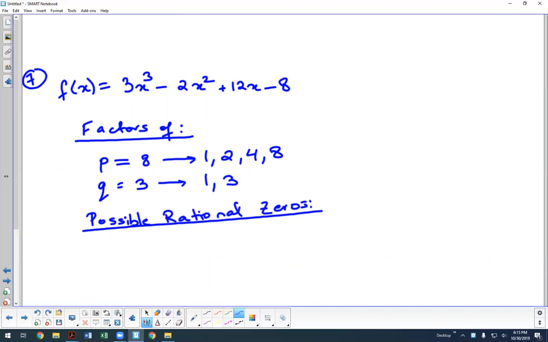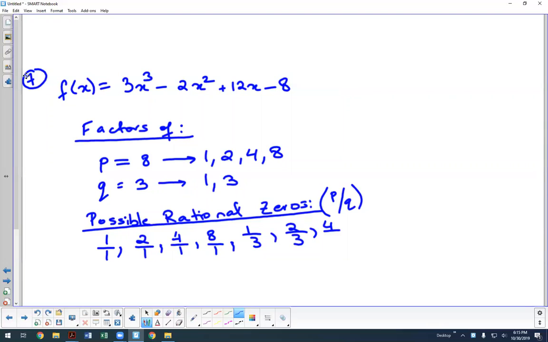Okay, so I will take 1 divided by 1, 2 divided by 1. Remember, again, these are always in the form of p over q. 4 divided by 1, 8 divided by 1, and then repeat by dividing by 3. So 1 divided by 3, 2 divided by 3, 4 divided by 3, 8 divided by 3. And then we include positive and negative on all of them.